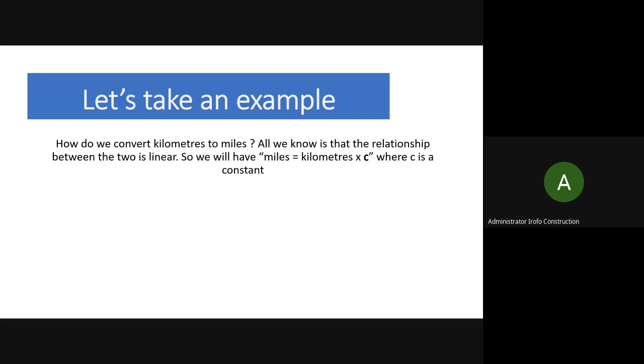So since the distance they covered is the same if you convert one to the other, they're just using a different unit for it. That's why we are saying that the relation between miles and kilometers is linear. Meaning if you convert one to the other, the distance will be the same. So that's why we have written miles equals kilometers by c. And this expression tells us that the relation between these two is linear.